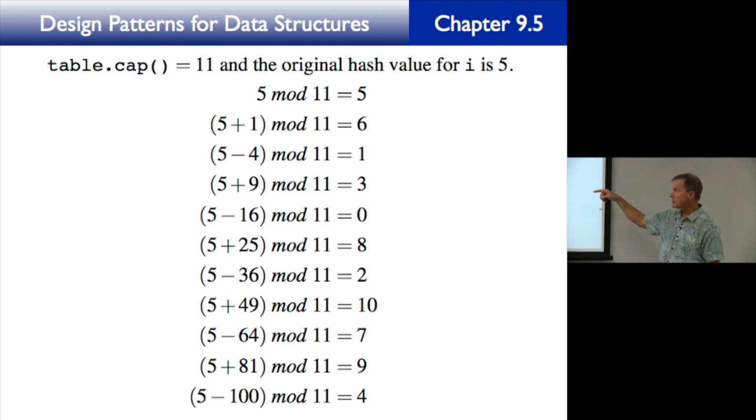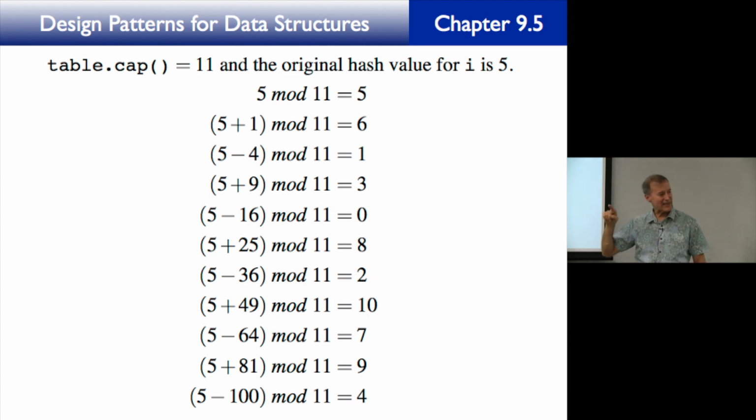And then 5 plus 9 is what? 14, right? Mod 11 is what? 3. And then 5 minus 16 is some negative number. You keep adding 11 until you get, and that's what? 0. Actually, 5 minus 16 is negative 11, and so mod 11 is 0. And look, which ones are you going to check? You're going to check 5, 6, 1, 3, 0, 8, 2, 10, 7, 9, 4. You have done every single one exactly once.